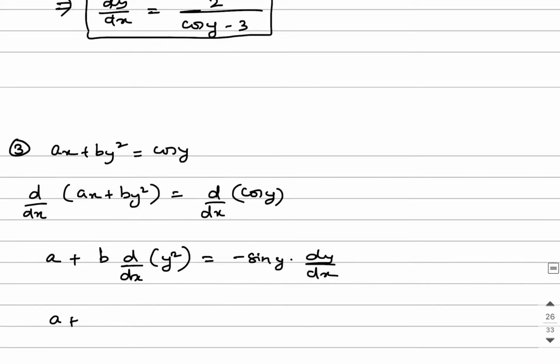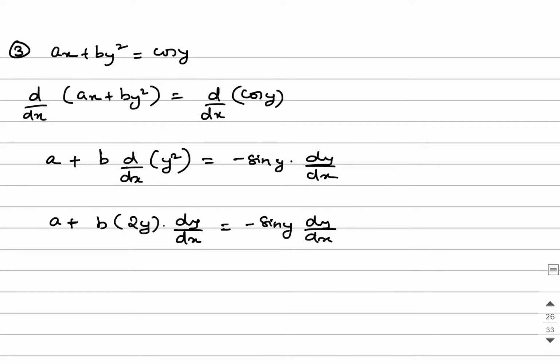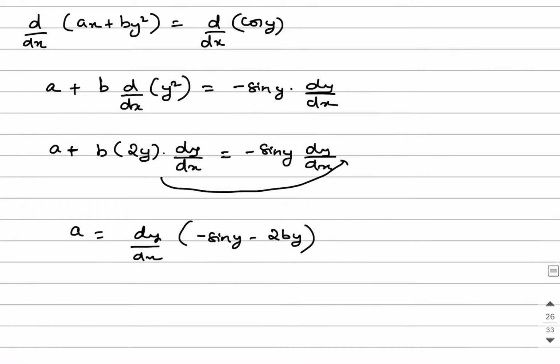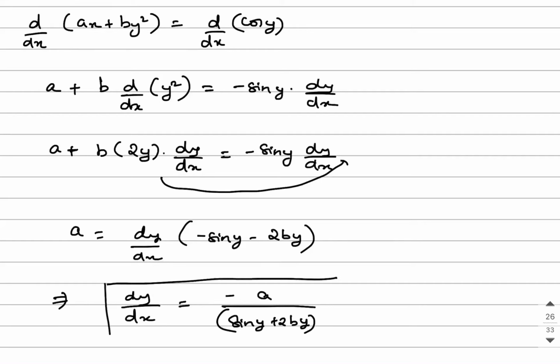So a plus b into derivative of y square is 2y into dy by dx is equal to minus sin y into dy by dx. So taking dy by dx to the other side, you will get a is equal to dy by dx into minus sin y minus 2b into y. So which implies dy by dx will be equal to a divided by minus of sin y plus 2by. So it will be sin y plus 2by, I put the minus sign in the numerator. So this is the required answer.